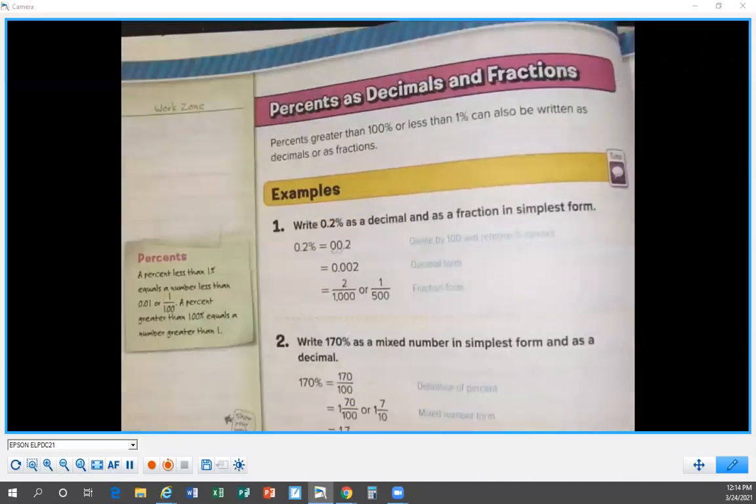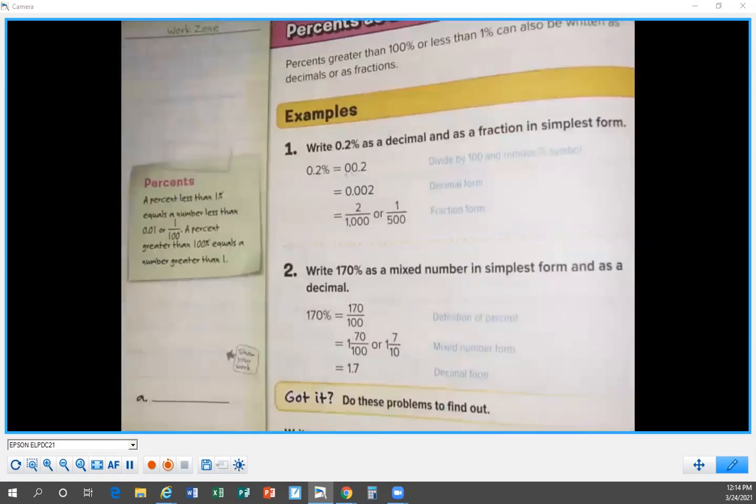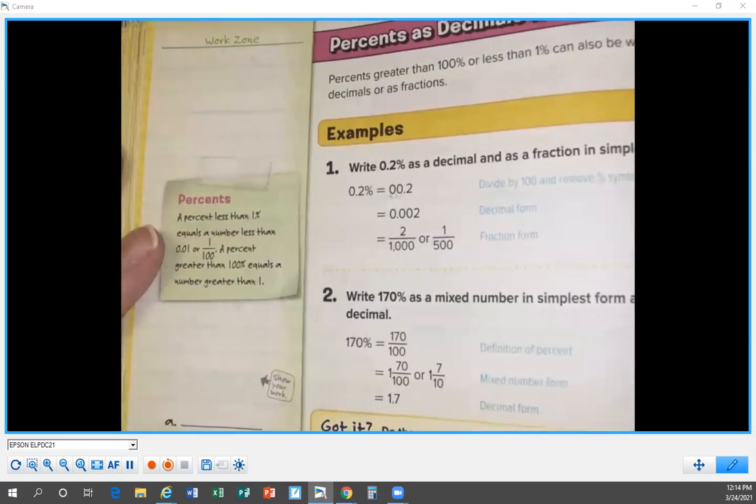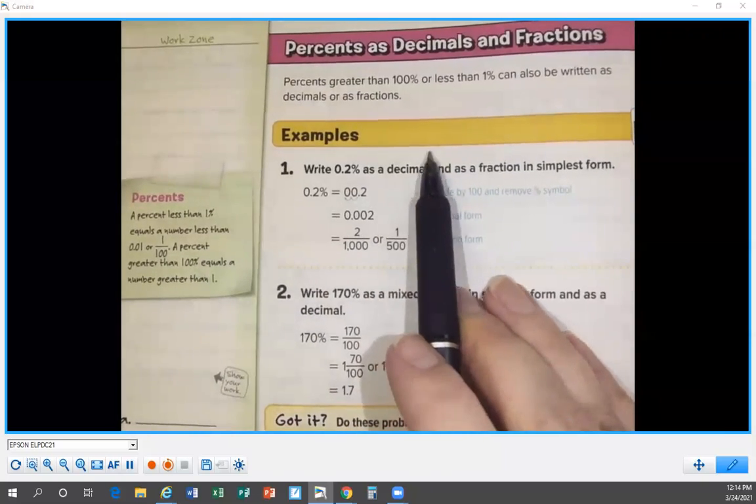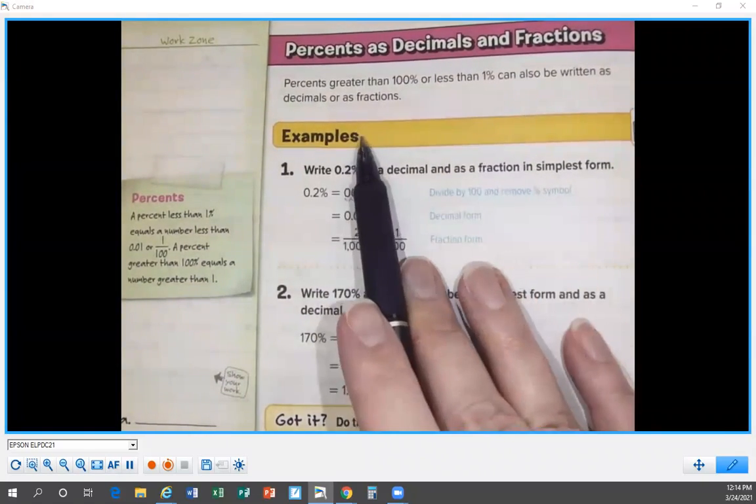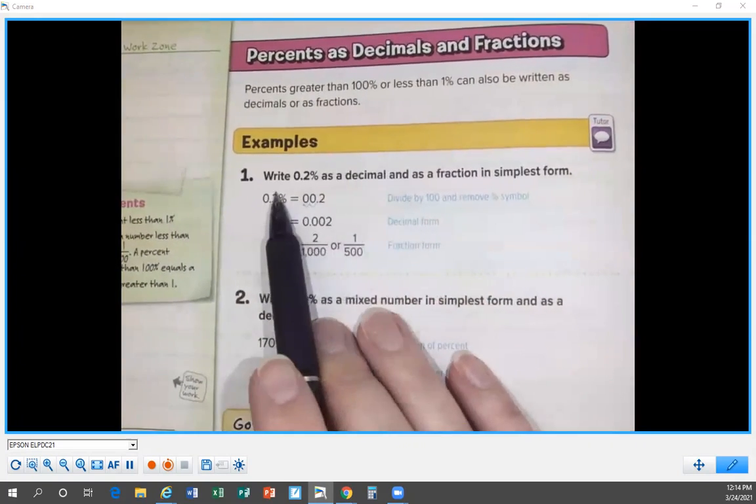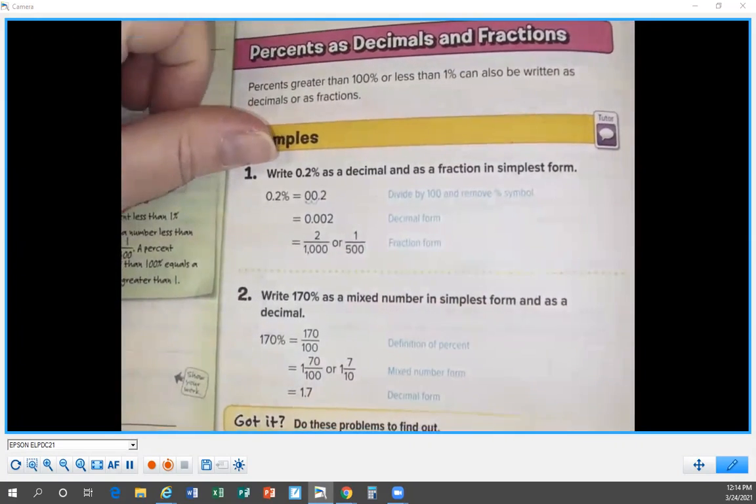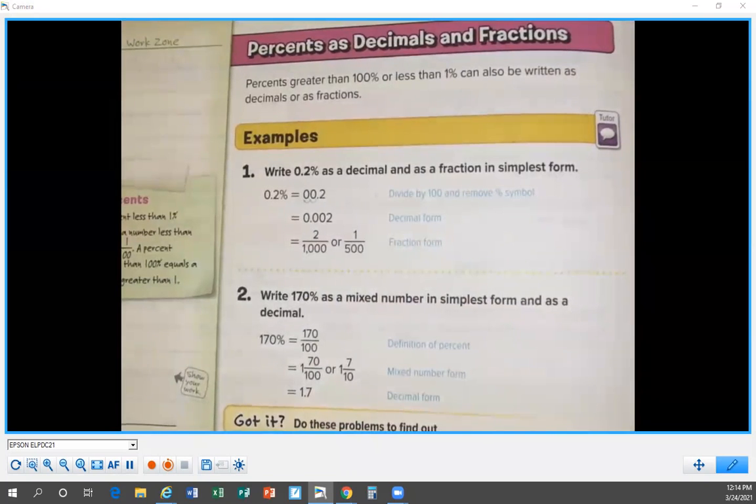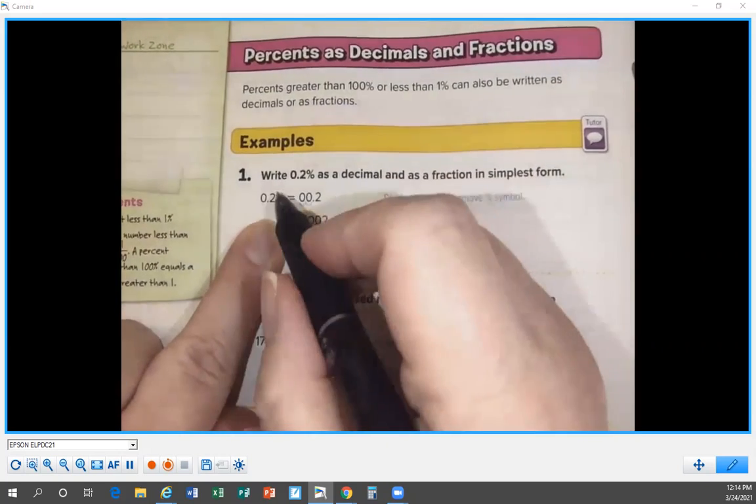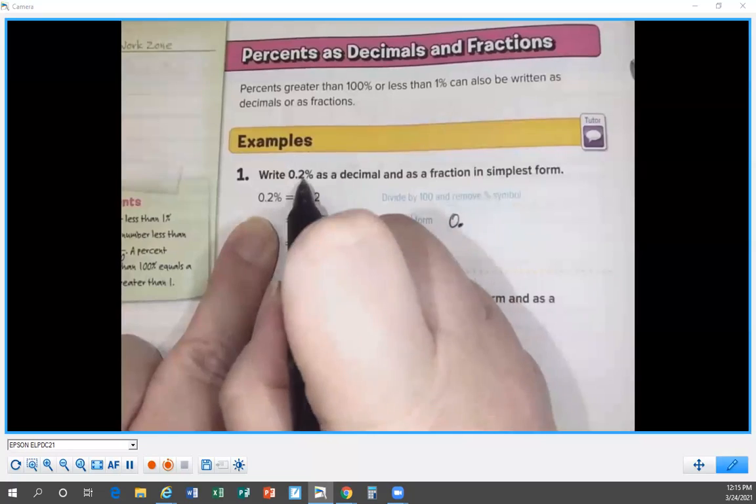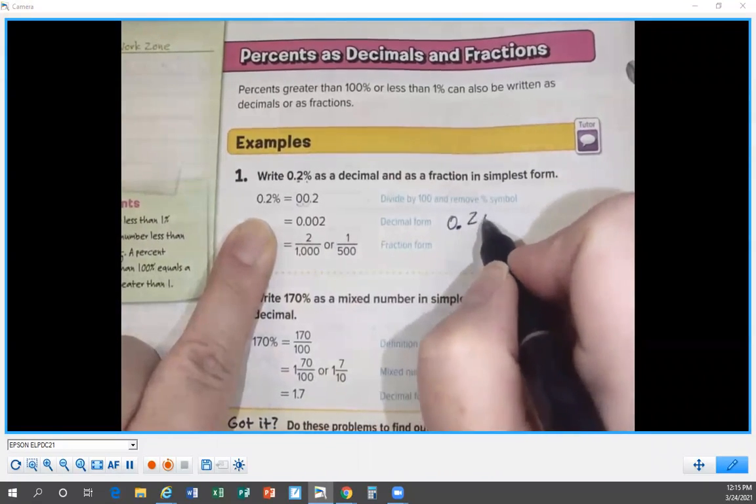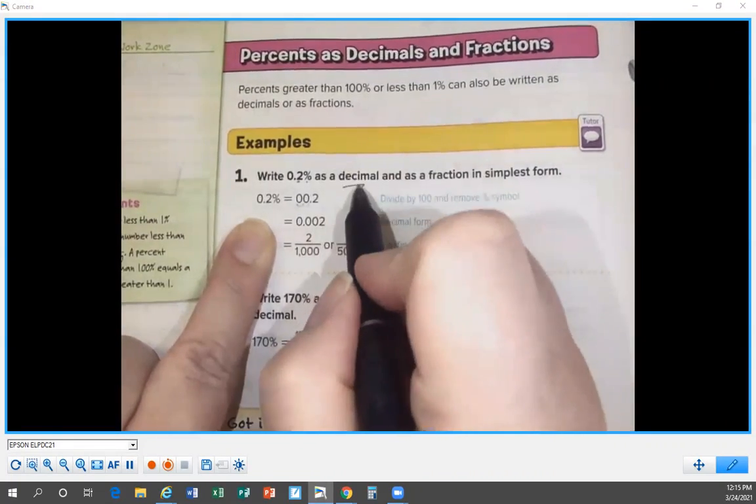So example 1, and we're at the top of page 118 now. Percent greater than 100% or less than 1% can also be written as decimals or fractions. So number 1 asks us to write 0.2% as a decimal and as a fraction in simplest form. So let's start off with the percent. Here we have 0.2%, and we want to write that as a decimal.